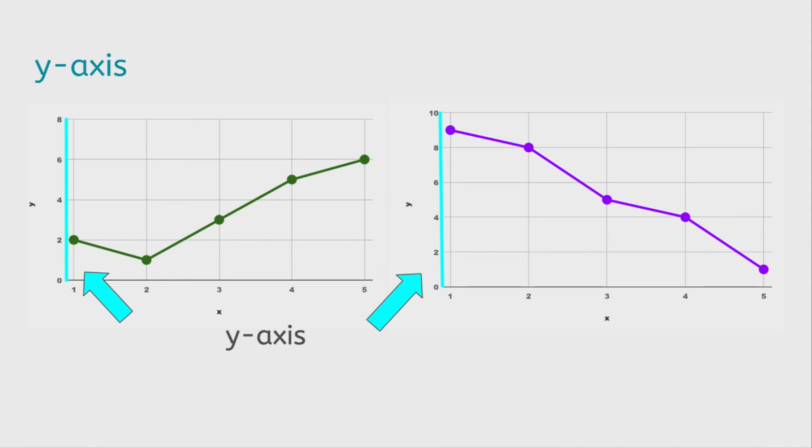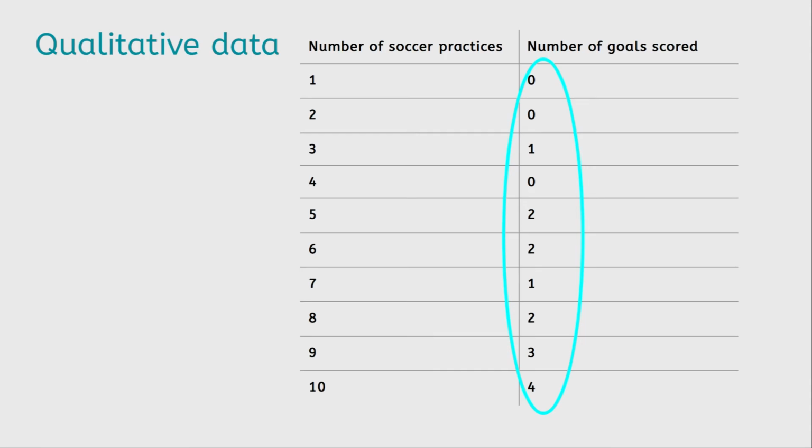But the line graph also has a y-axis. That's what the blue arrows are pointing to. And the y-axis will tell us our data, or the thing that we're looking for. For us, that's the number of goals you scored after going to the 10 practices. We kept track in that column.